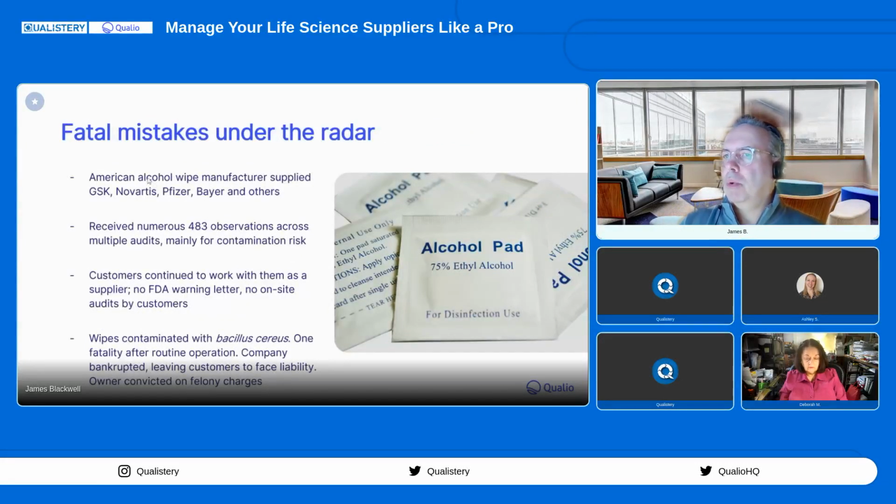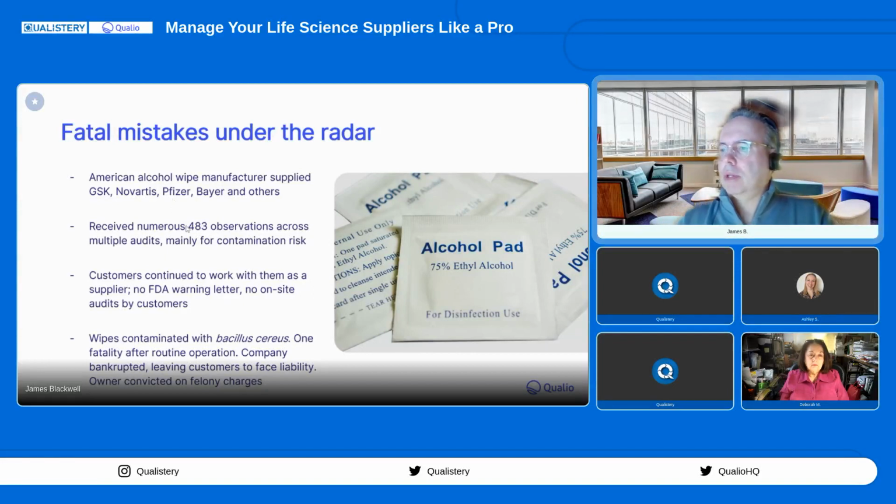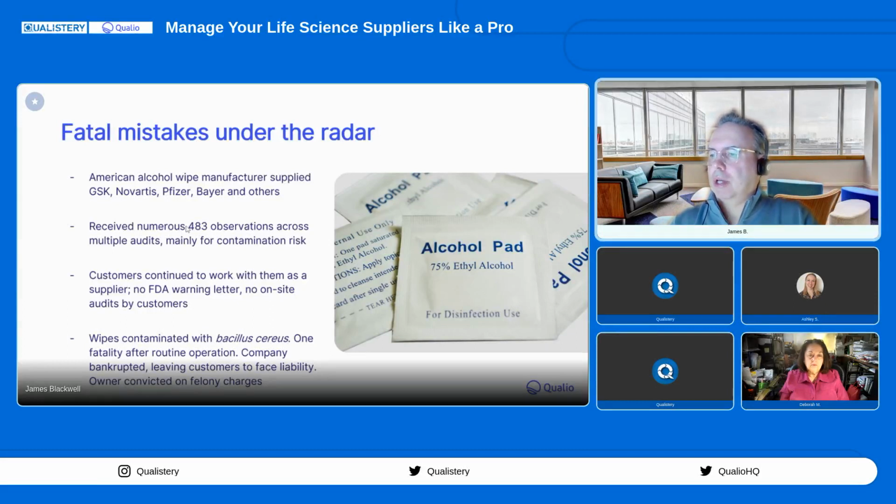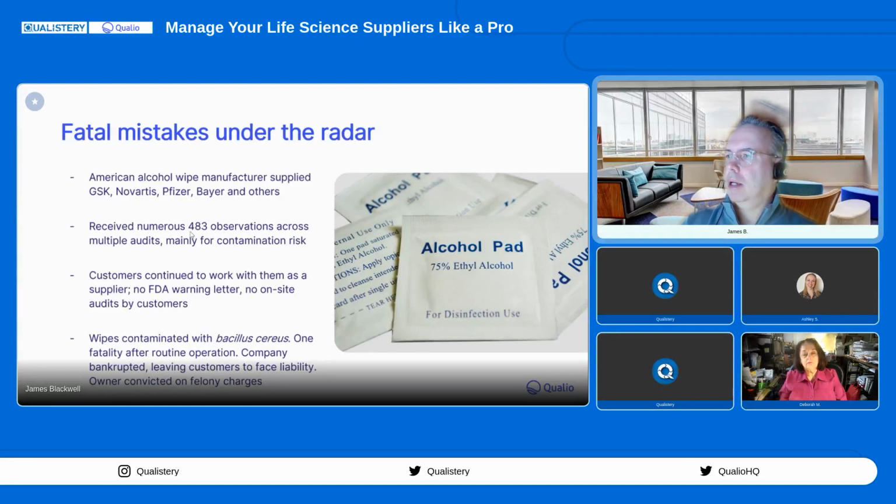This is another example with an alcohol wipe. It was contaminated with Bacillus cereus, which can cause some, no pun intended, serious infections. So again, the company was bankrupted and left customers to face liability issues. The owner was convicted on felony charges. So again, they weren't following the law in some manner, and so the FDA prosecuted them, and there are a number of cases in the industry where people actually went to jail.